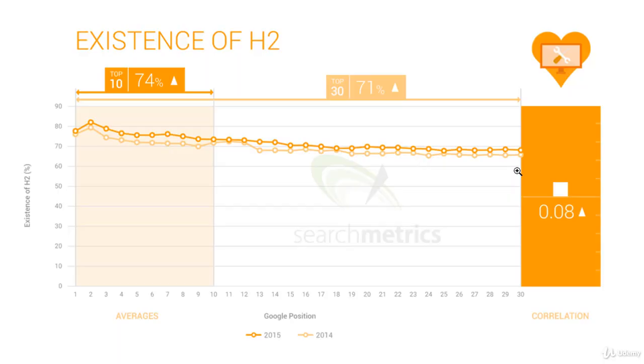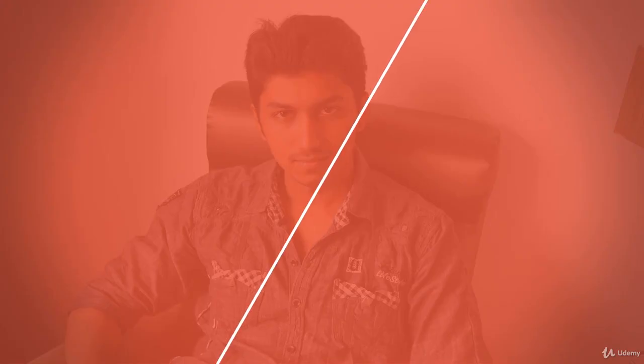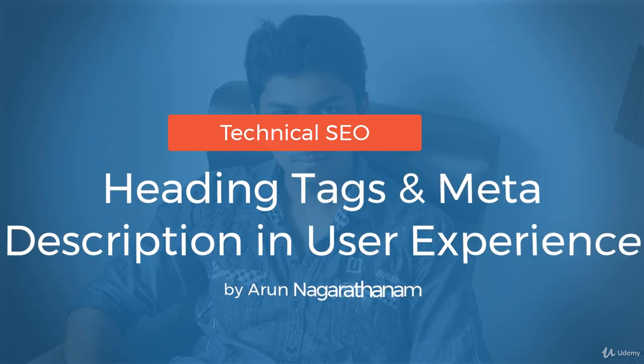Also, you might have wondered that the percentage of existence is increasing gradually from the 30th search result to the second one. But why is there always a sudden drop in the first search result, even in H2 or H1? Along with the answer to this question, I will also make you realize the importance of H1 and H2 heading tags and meta descriptions in terms of user experience in your site. Let's see that in the next lecture.